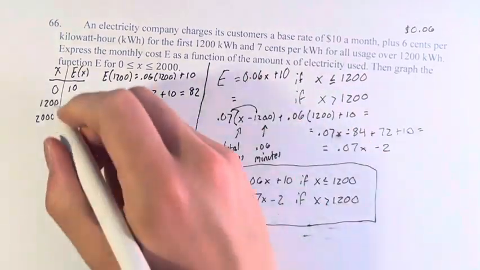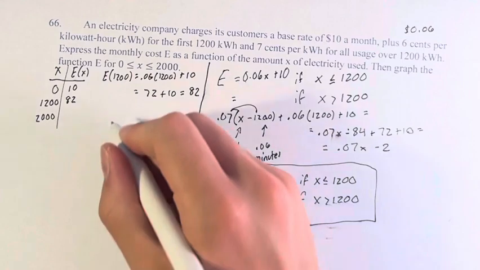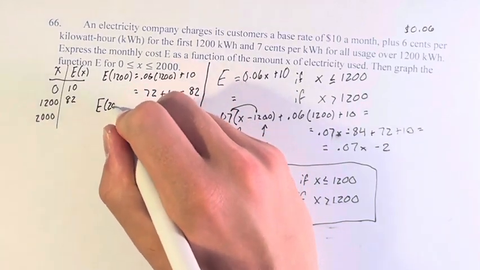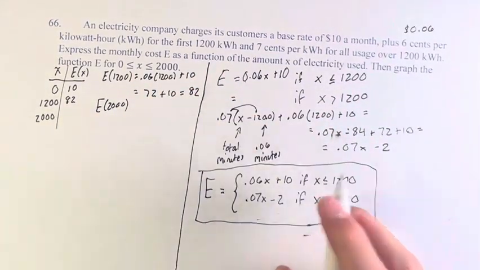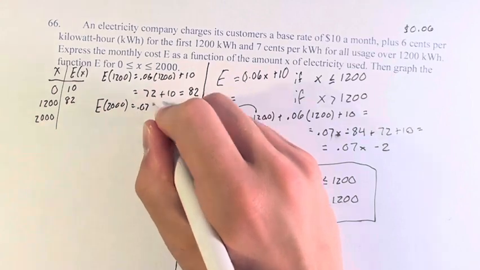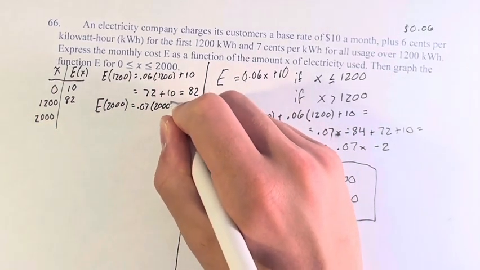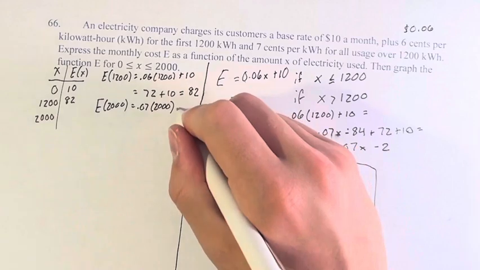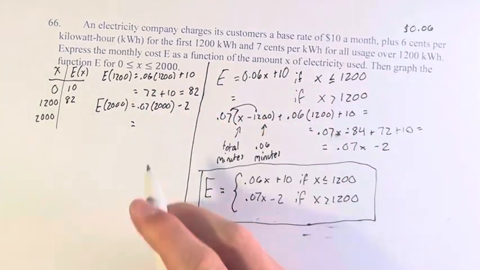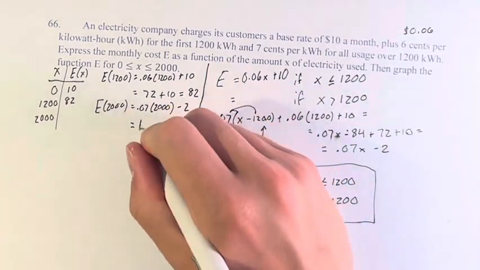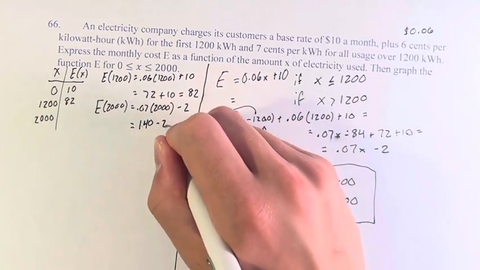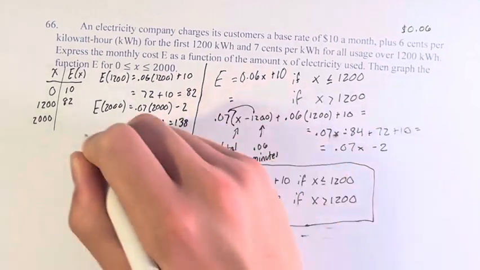So the value is 82. And E of 2000, we have to use the other formula, is 0.07 times 2000 minus 2. This is equal to 140 minus 2, which is 138.